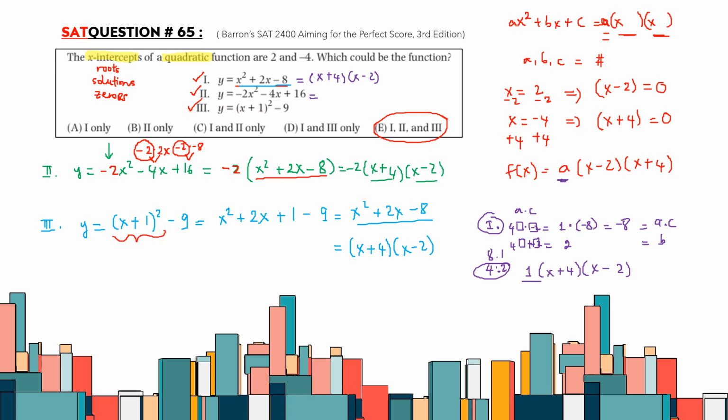In this part, you can remember that if you have a plus b all squared, the perfect square is a squared plus 2ab plus b squared. Here a is x, so we have x squared, plus 2 times x times 1, plus 1 squared.